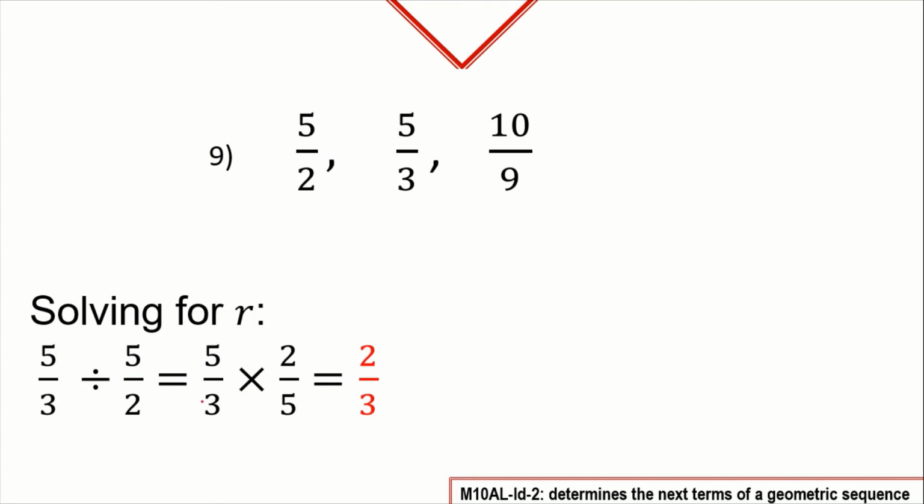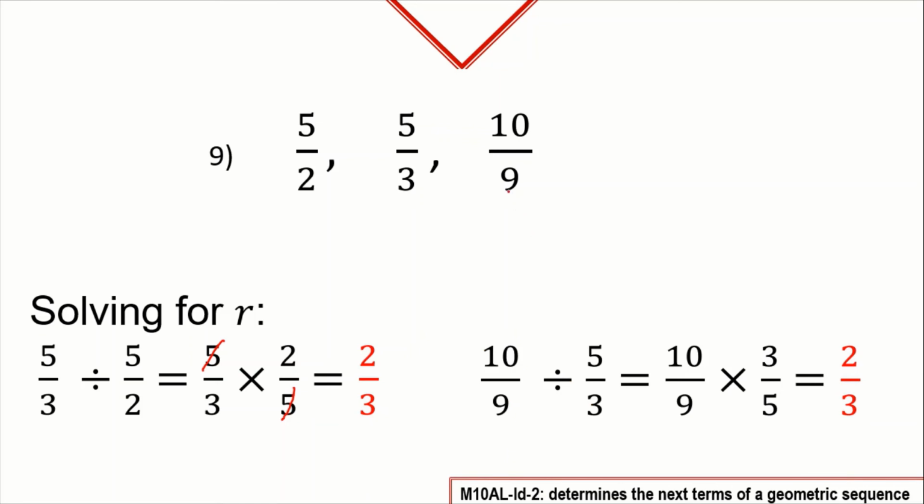So, copy the first fraction. Reciprocal ng second fraction. Then, proceed to multiplication. Cancel si 5 because this is equal to 1. So, naiwan si 2 thirds. Ganon din naman ang lalabas pag ang ginamit nyo ay third term divided by the second term. So, 10 over 9 divided by 5 thirds.